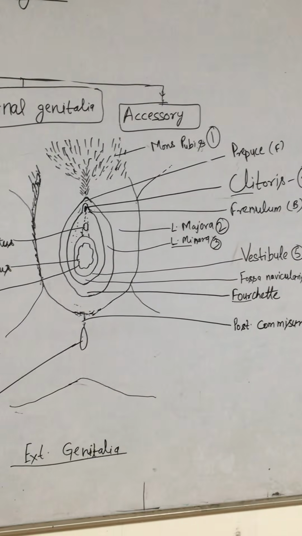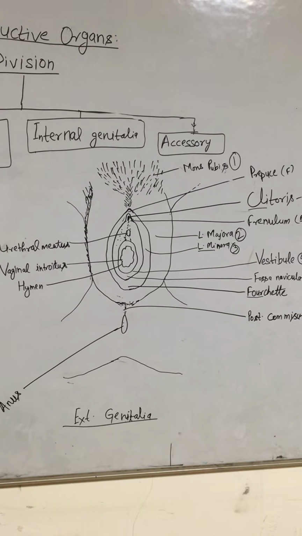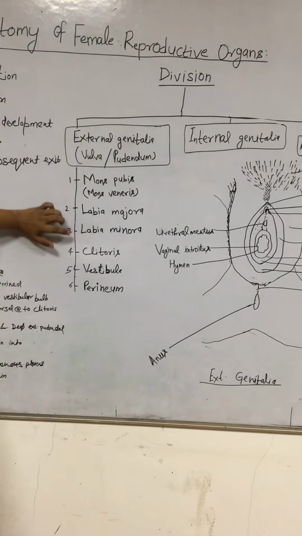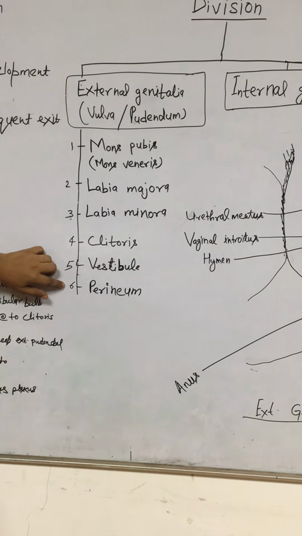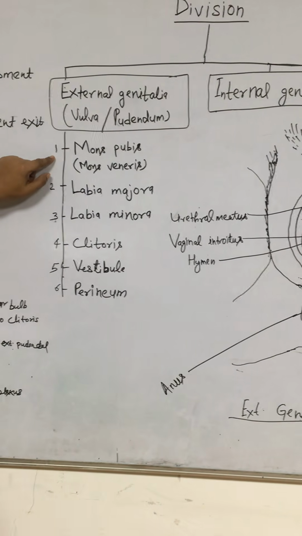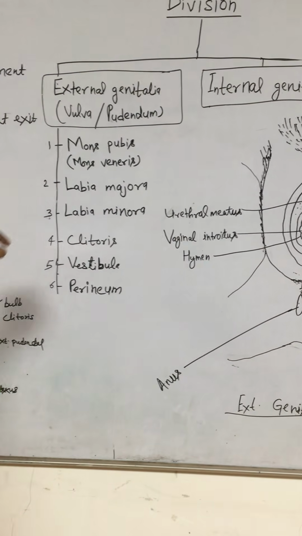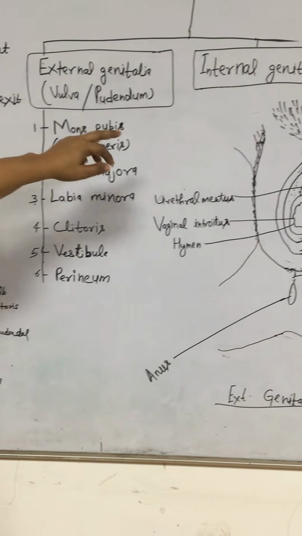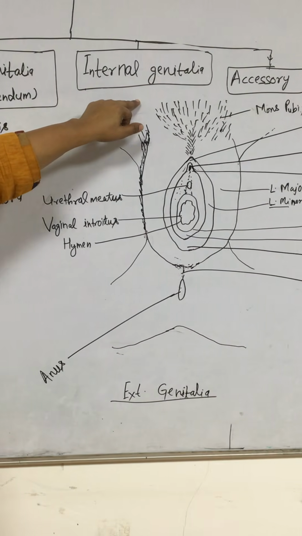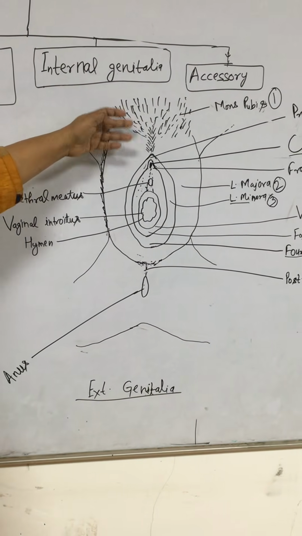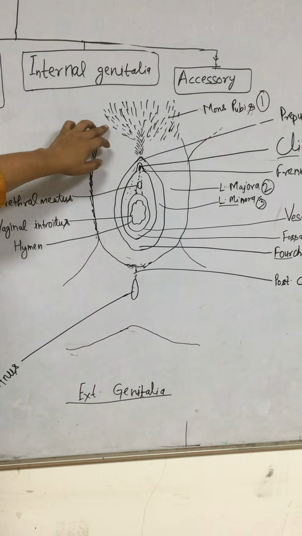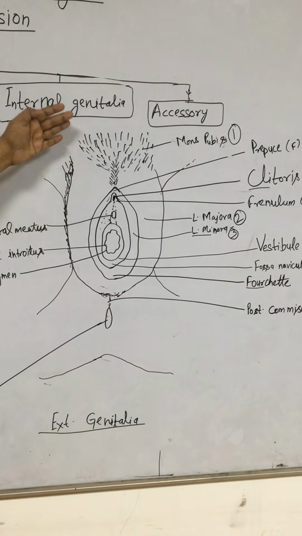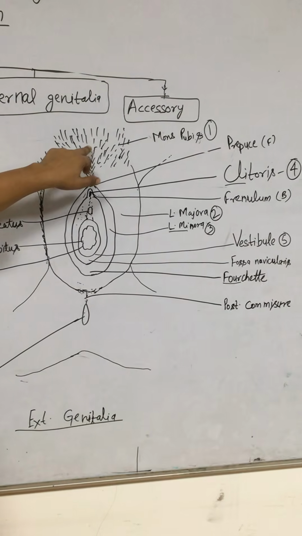Now the parts of the external genitalia: mons pubis, also called mons veneris, labia majora, labia minora, clitoris, vestibule and perineum. Let us discuss one by one. First is the mons pubis. It is a pad of subcutaneous fat situated in front of the pubis, and as we see in the adult female, it is covered by hair. After maturity, hair grows here.